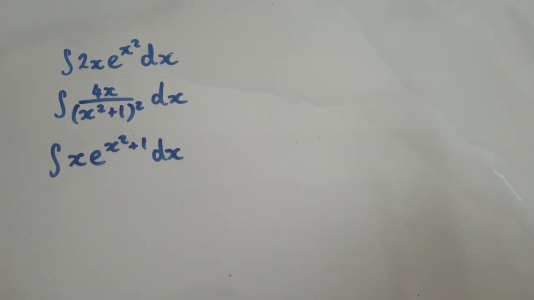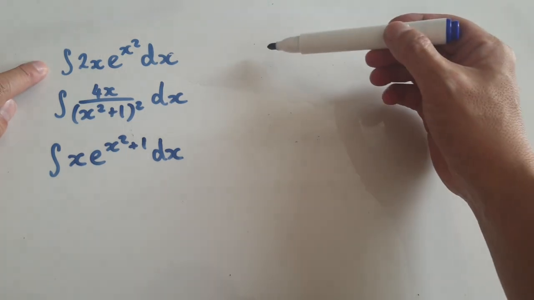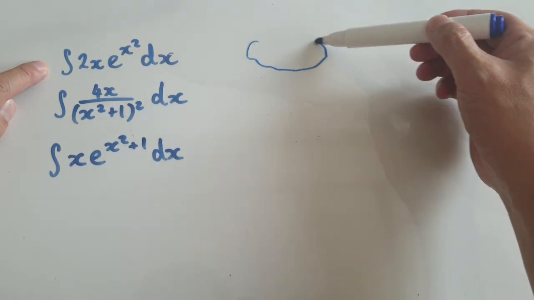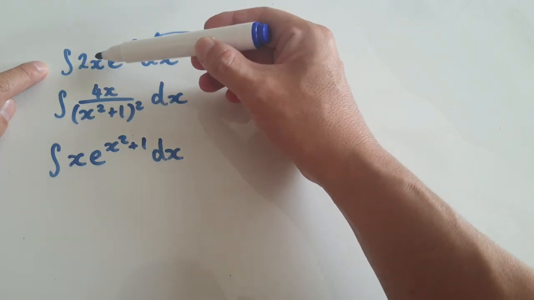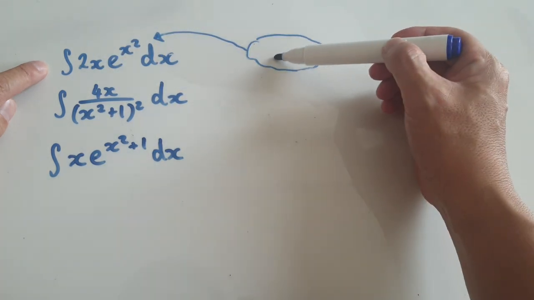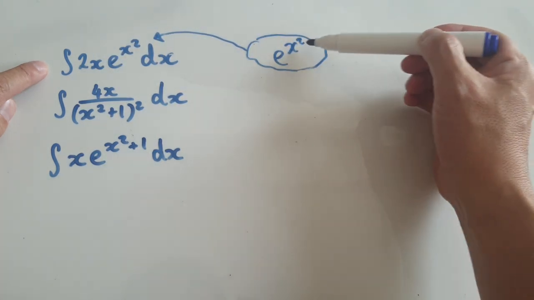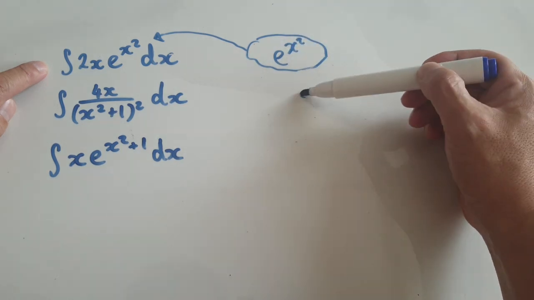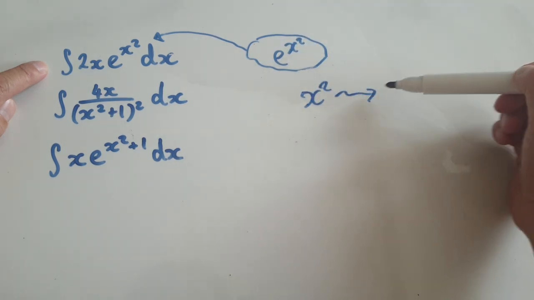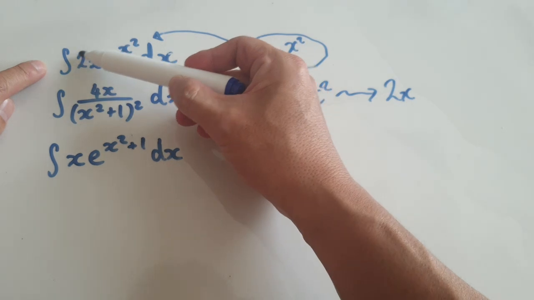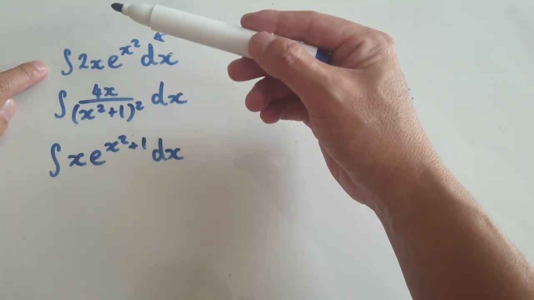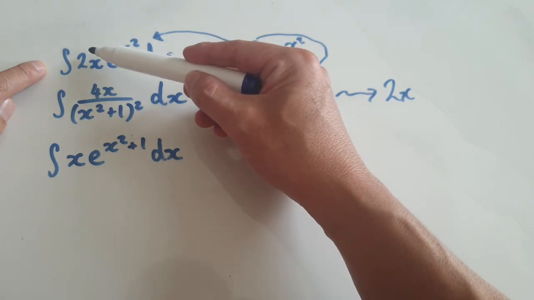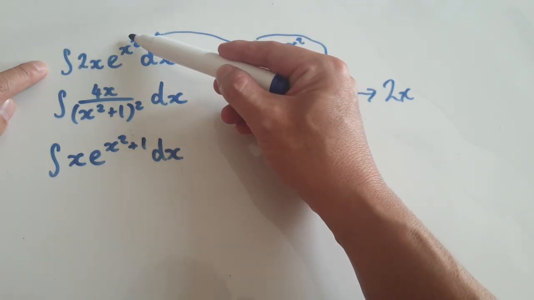In this video, we're going to use integration by substitution to integrate these three. So to integrate the first one, you're looking for something out there in such a way that when you differentiate it, it gives you this. And notice that if you look at e to the power of x squared, when you differentiate this x squared, it gives you 2x, which is this 2x here. So the trick to using integration by substitution is to notice that 2x is a derivative of x squared.